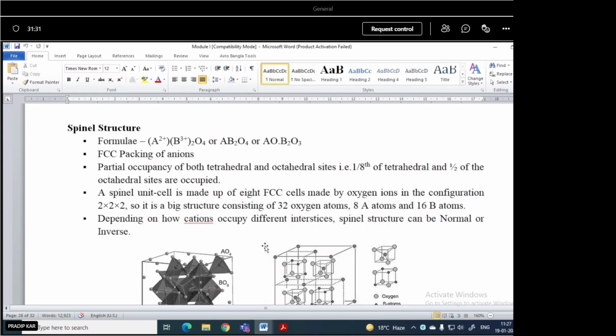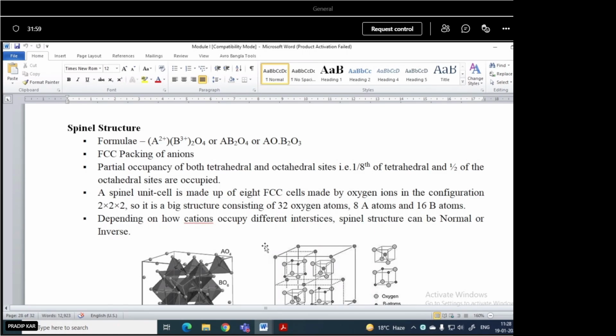When A is 2 plus and B is 3 plus in AB oxides, in those cases they may present as a spinel structure. Those are not having the regular packing structure like an FCC crystal or BCC crystal. Rather, they may present in the spinel structure.